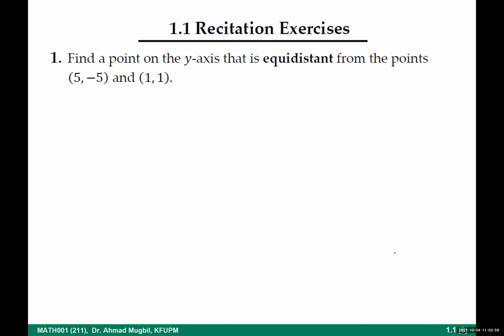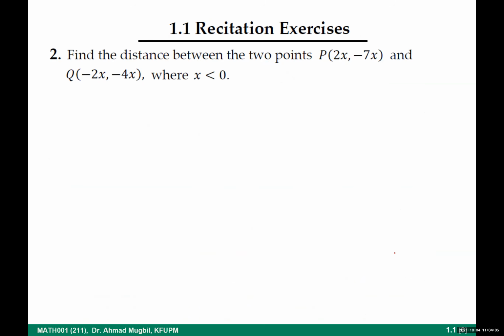We also solved, I think, this recitation exercise in the previous class, and I think I will skip this. It is a direct application. Find the distance between this point and this point. Just this minus this all squared, this minus this all squared under the square root, and you will have an absolute value. He told you here that x is negative, so when you apply the absolute value, you can write it without absolute value.